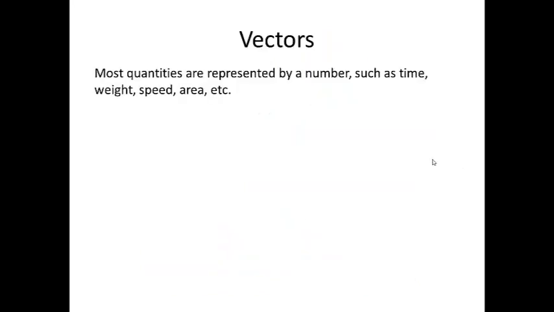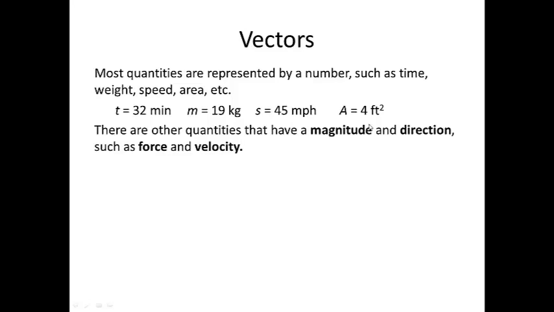Vector. A vector is different from numbers that we normally deal with in math, in that those quantities are just represented with one number, like time, mass, or speed, or area. Whereas a vector has both magnitude, the length, or how large that number is, and the direction. You have to know which direction that number is going. And those are like forces or velocity.